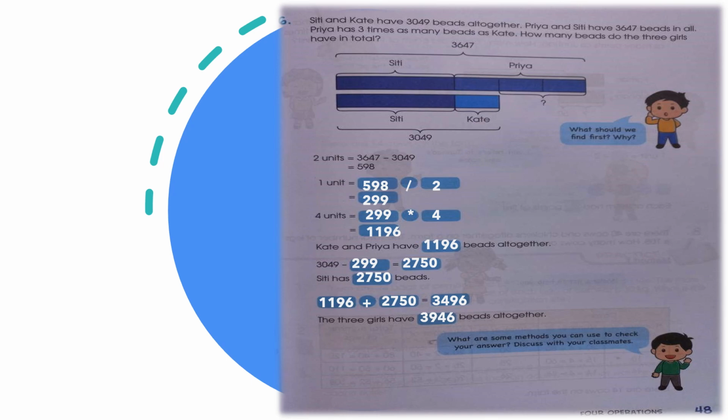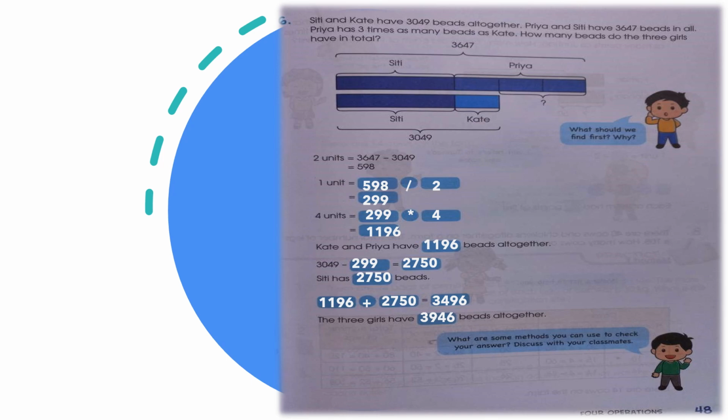Now in total, Priya and Kate have 1196 beads because they have 4 units collectively, and we have simply multiplied 299 by 4 to get 1196 beads.